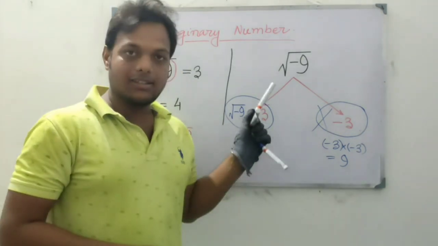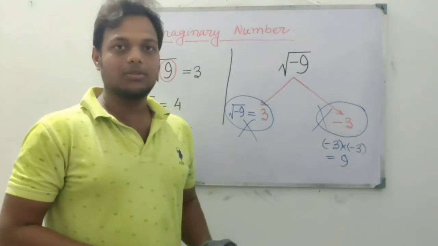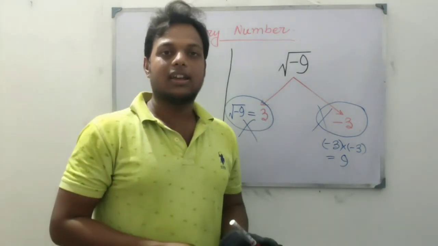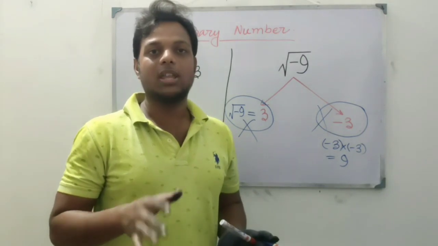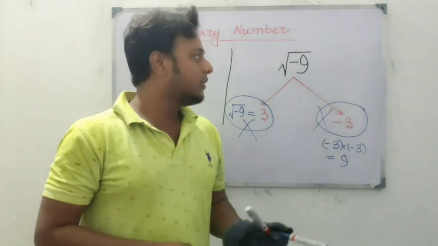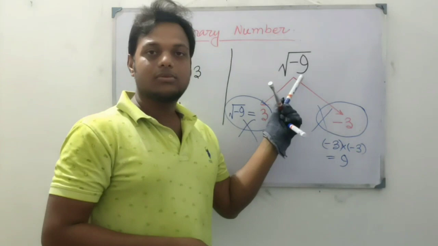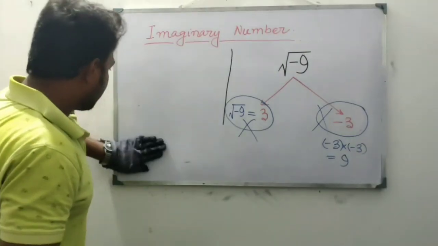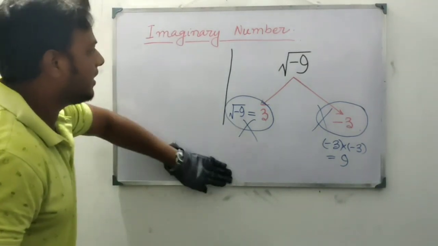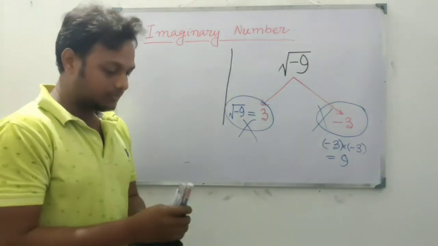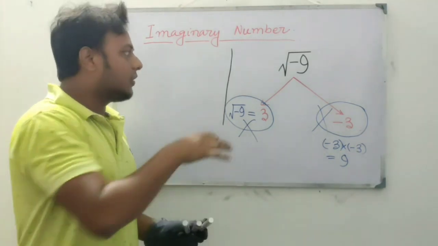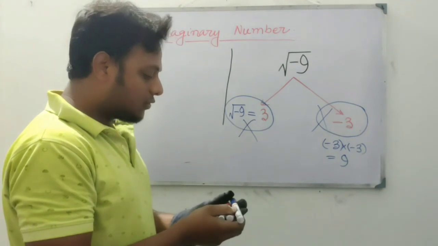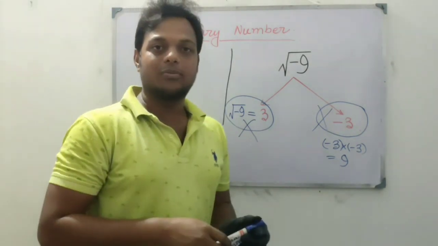Did mathematics stop there in its journey? No. From this problem, a new branch of number has started, and that is called imaginary number. So how did mathematics start the journey of a new number system? How did they handle root over minus 9? Actually, they tried to express it as small as possible.